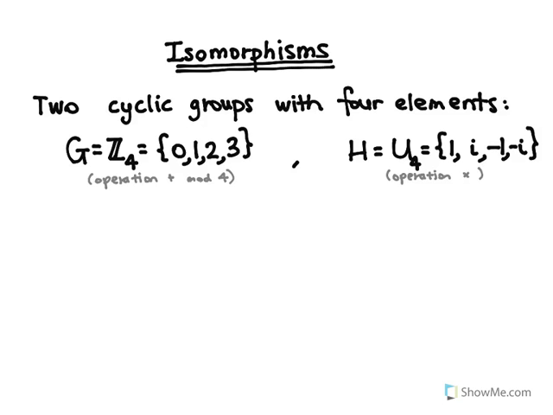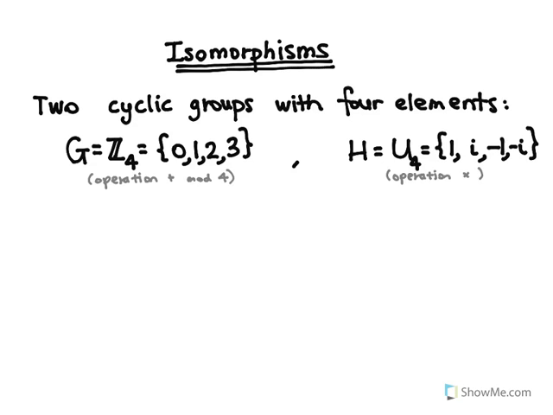On the one hand, you've met the group which I'll call G, that's Z4, the group that contains 0, 1, 2, and 3, where the operation is addition mod 4. And then on the other hand, maybe I'll call this group H, but it's U4, the group of 4th roots of unity. Its elements are 1, i, -1, and -i, where the operation is multiplication.